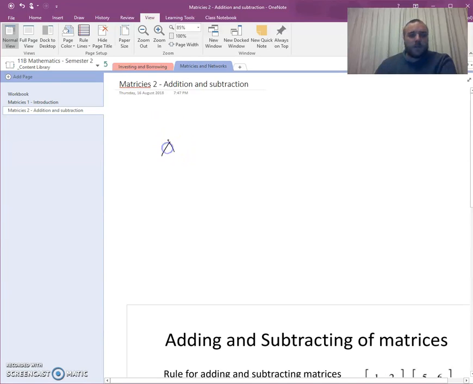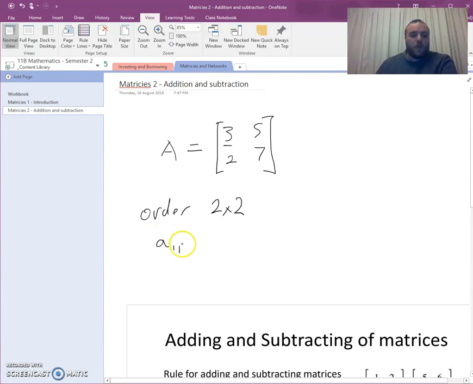So for example, if we had a matrix, we'll call it A, and it looked a bit like this: 3, 2, 5, 7. This one here has an order of 2 by 2, and it has 4 elements in it. This element here would be referred to as a1,1, because it's in the first row and the first column. Then let's say we had another matrix called B, with the same order: -2, 1, 9, 3.